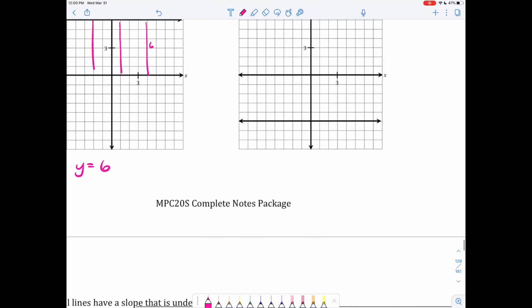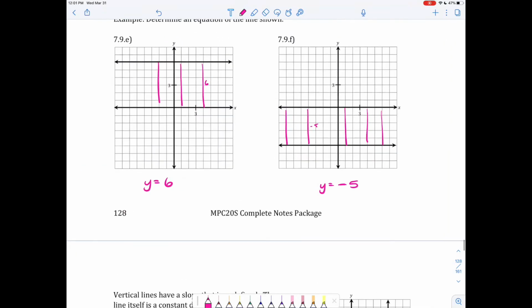Similarly here, it doesn't matter what the x value is. I'm always 5 units below the axis. 5 units below. It's constant the whole way through. Y is always at -5.